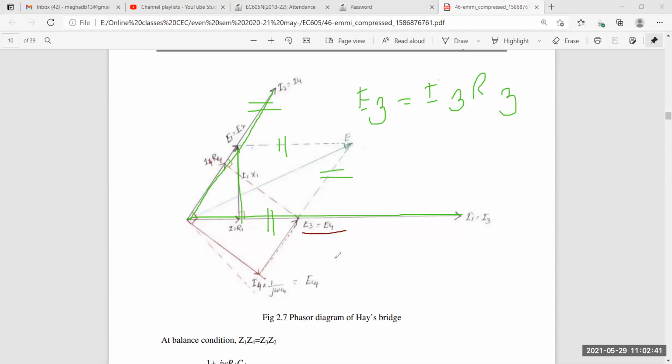Now, here in case of this Hay's bridge, I have seen that the capacitor is connected in series with the resistance. Okay, so for the capacitor, actually, it is -j by omega C4. Because of the capacitor, I have drawn this particular angle, the down angle. This you can see here. If this total angle I can take 90 degrees. Okay. So this particular I have drawn.